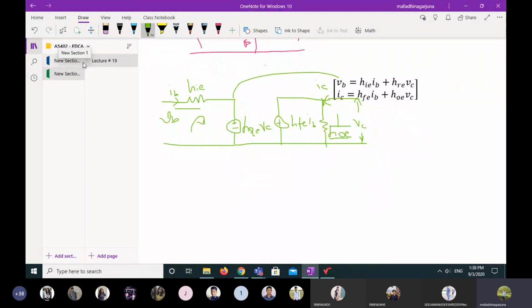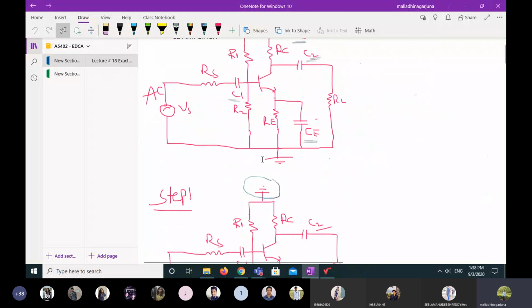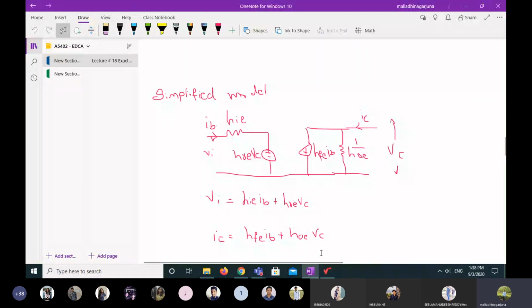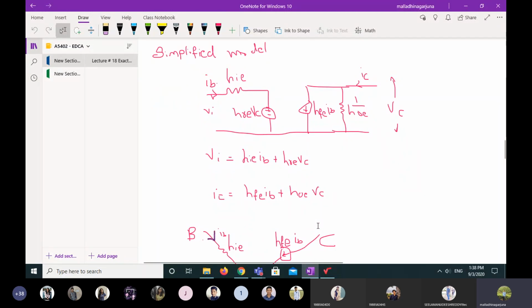Simplified H parameter model. Okay, simplified H parameter model. Any doubts in this H parameter equations and circuit diagram? Any queries? Any queries in the equations and H parameter circuit? No, sir.